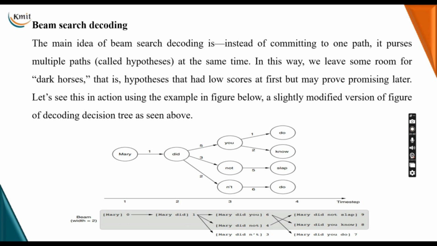Now, the algorithm will be able to find the path that maximizes the total sum of scores by considering multiple hypotheses at the same time. This is how the decoder works.